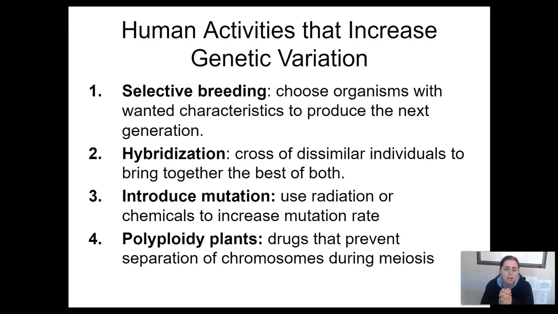Also, another one is polyploidy plants. It's a tongue twister. That's when you have drugs that prevent the separation of chromosomes during meiosis, and we talked about polyploidy in I think part 1 or 2. Instead of having one go in each gamete, or 2 wind up in each gamete during meiosis 1, you would have 3 in one and 1 in the other, and that would not be correct. You would have one too many chromosomes in one and not enough in another. Okay.